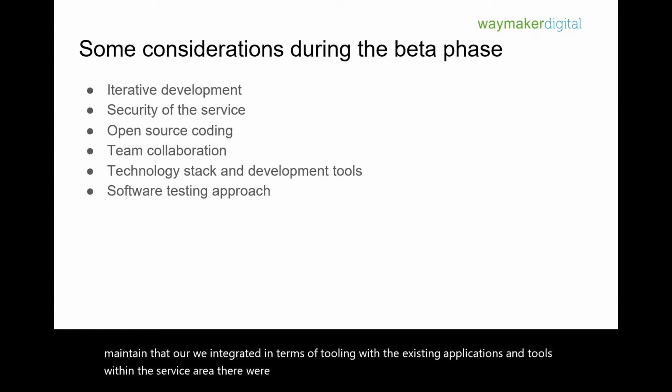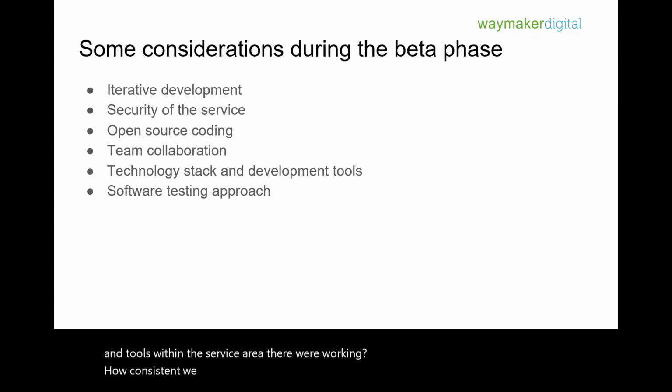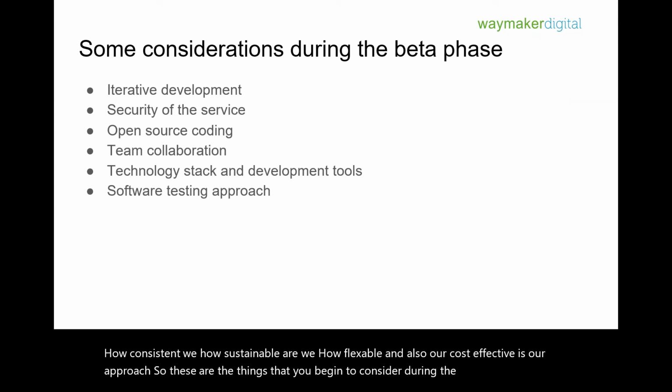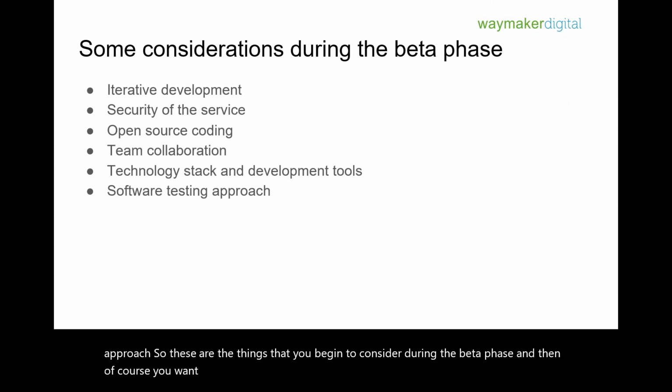How consistent are we? How sustainable are we? How flexible, and also how cost effective is our approach? So these are the things that you begin to consider during the beta phase. And then, of course, you want to bake testing, and you want to bake quality testing into your approach.